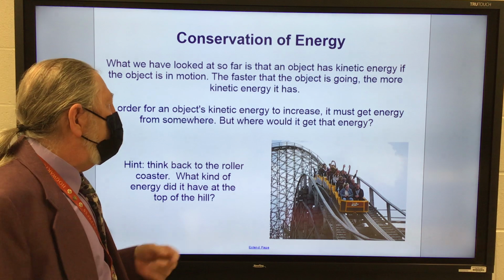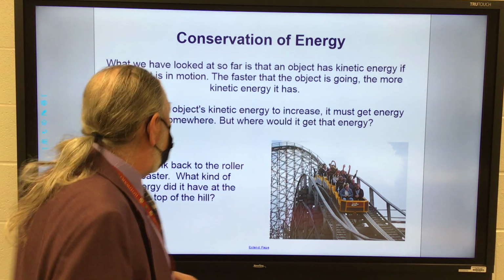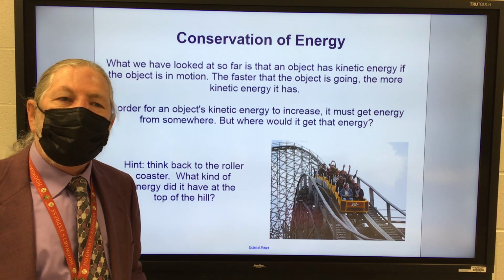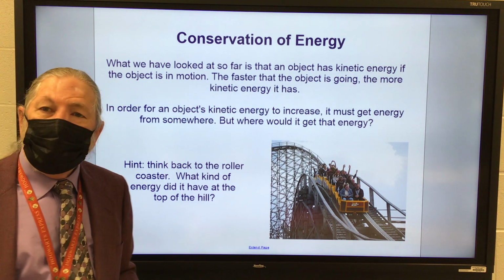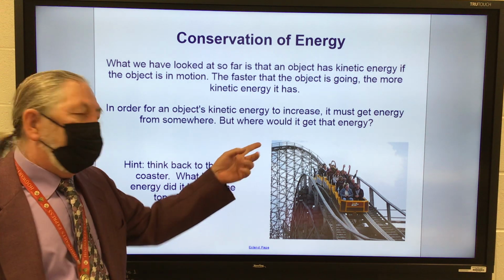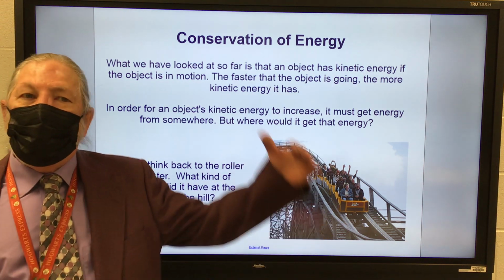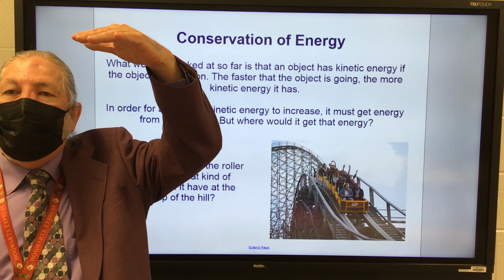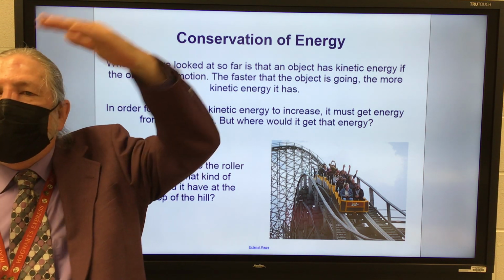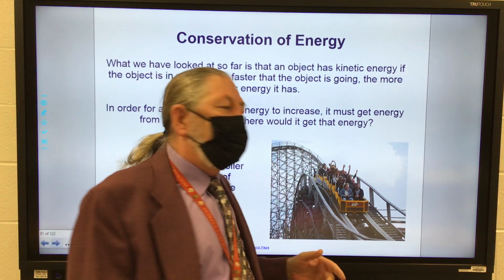Okay, so in order for an object's kinetic energy to increase, it must get energy from somewhere. But where do we get that energy? Anybody know? Well, think back to this roller coaster. What kind of energy did it have at the top of the hill, before it goes down? You know it's kinetic when it goes down, but when it's at the top of the hill, what kind of energy is that? Potential.